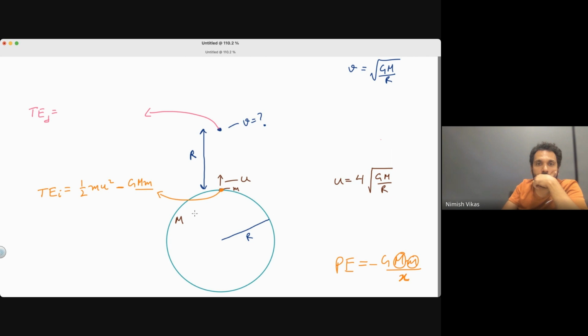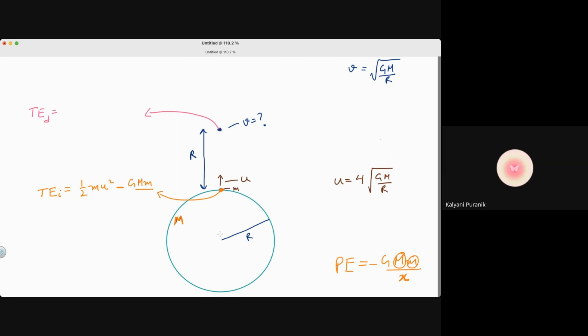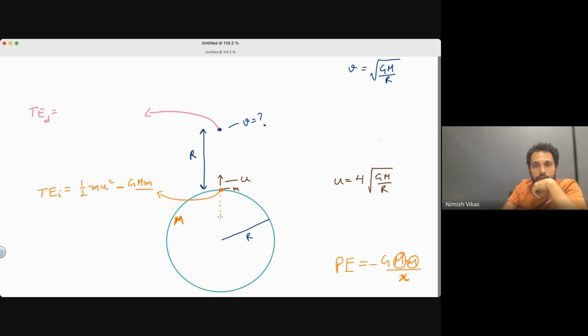What is the separation between this M and this M? What is the separation? Yeah. So R. This M is supposed to be here. Center of mass is here. That M is supposed to be there. Is that clear? So R.